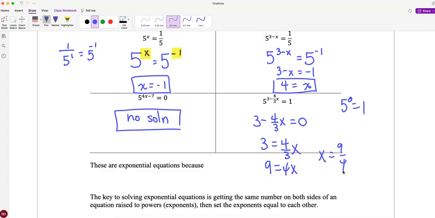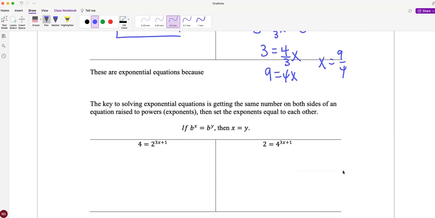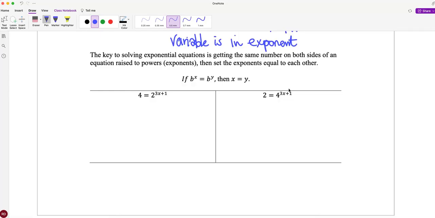So our strategy in these exponential equations is to get the same number on both sides. These are exponential equations because the variable is in the exponent. Now we're using the fact that if I've got b to the x and it's equal to b to the y, then those exponents have to match.